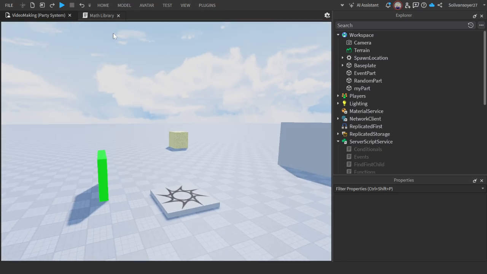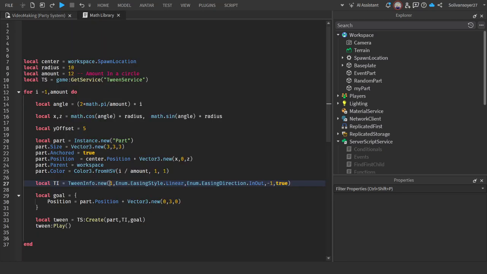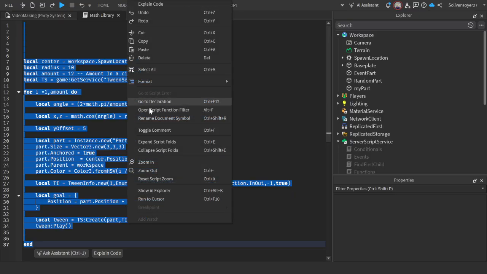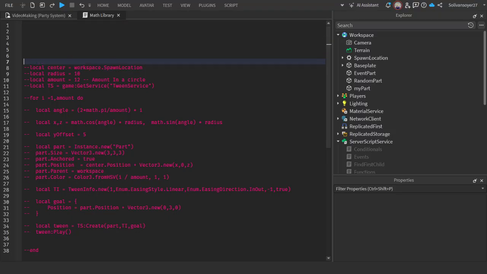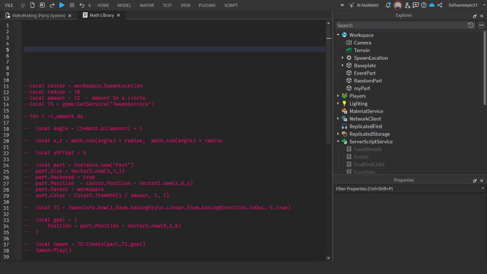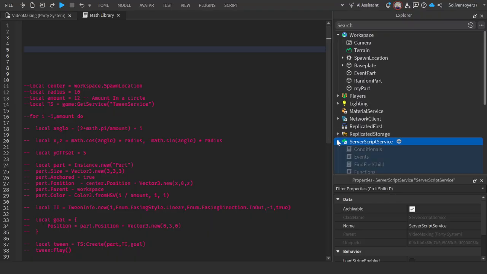Next up, or actually, yeah, let's get rid of all these comments. Yeah, let's just center this down. So if you want that code, you can copy it if you like. If what I said made sense, you can probably make it by yourself. Probably. But let's actually go over some of the math library functions.